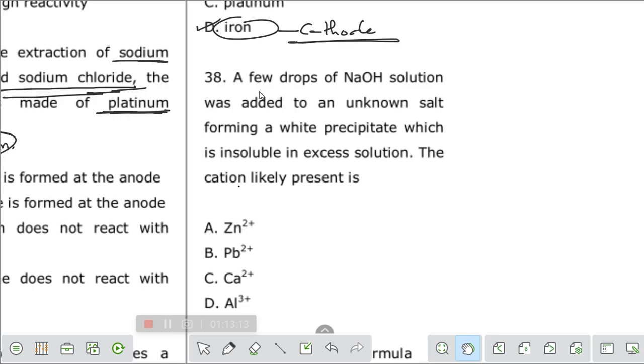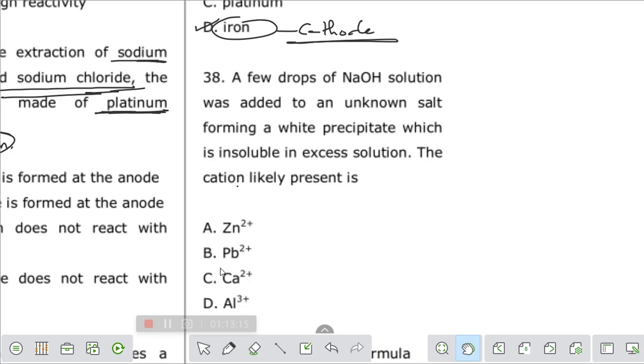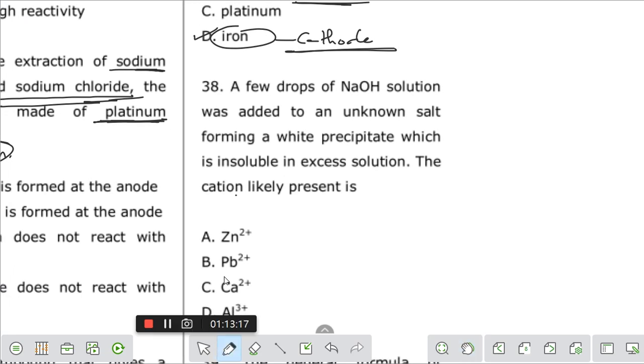So the answer is calcium. Calcium is the one that will give you something that is not soluble in excess. The other ones will be soluble in excess. But calcium is insoluble. So the answer is calcium.